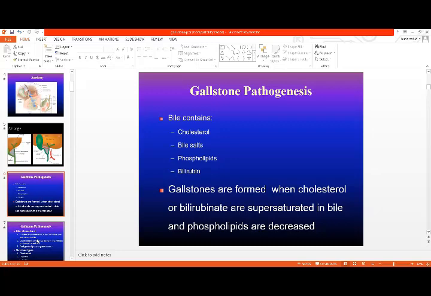And they're forming bilirubin, or the multiple black stones, okay, in the gallbladder.